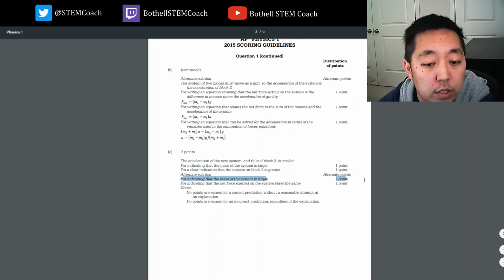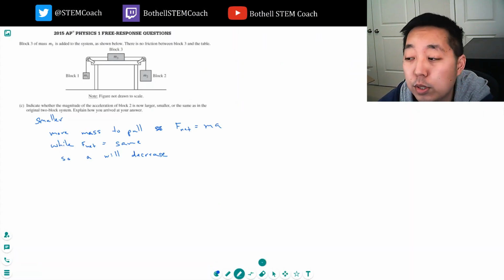Yeah, so here's my alternative solution: indicating the mass of the system is larger, and indicating the net force exerted on the system stays the same. So, yeah. All right, that was pretty straightforward.